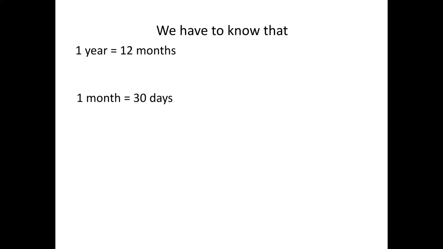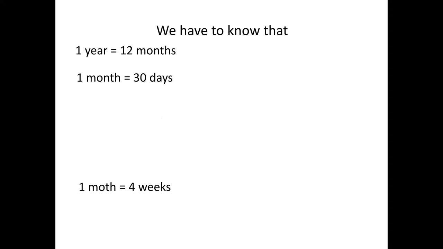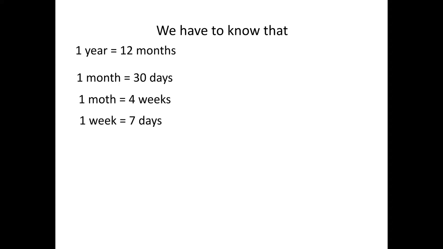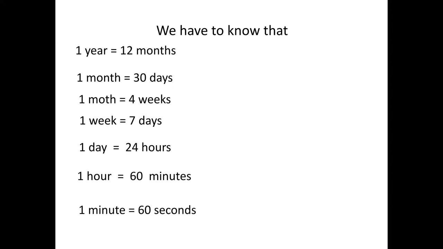1 year equals 12 months, 1 month equals 30 days, 1 month equals also 4 weeks, 1 week equals 7 days, 1 day equals 24 hours, 1 hour equals 60 minutes, and 1 minute equals 60 seconds. You have to know them all, and also you have to know the order of these units. The biggest one is the year, then months, then weeks, then days, then hours, minutes, and seconds, because you are going to use this order in solving your questions.